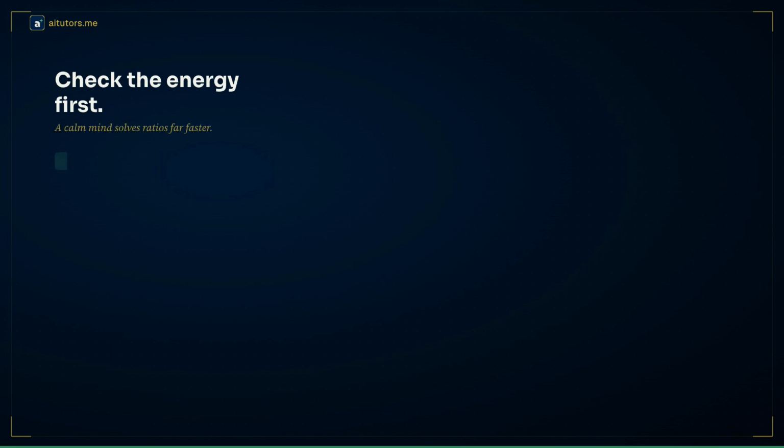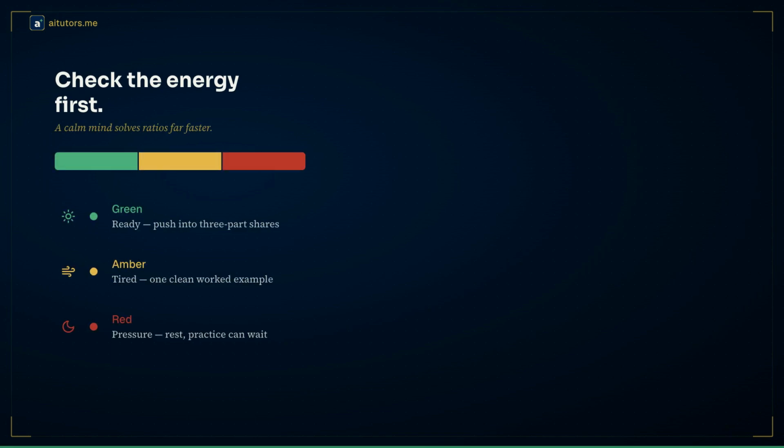But before any of this, mentor checks the energy. Green means slept well and ready, so push into trickier 3-part shares. Amber means tired, so keep it to one clean worked example tonight. Red means real pressure, so it is rest and the ratio practice can wait. A calm mind solves these far faster than a frazzled one.